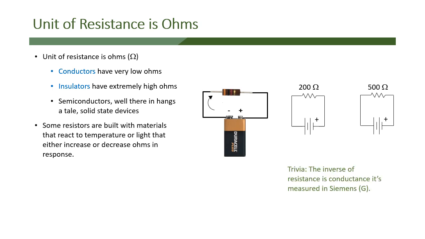And then if you want some trivia, it's not in the book. If you want to ever win a bet in a bar or something with a bunch of electronics students, the inverse of resistance is conductance. It's measured in Siemens, and the symbol is G.